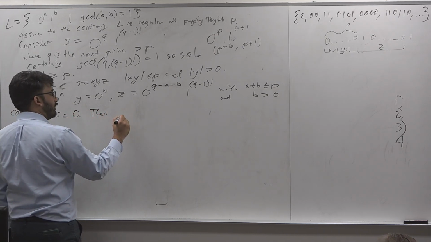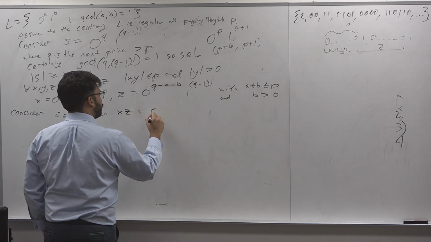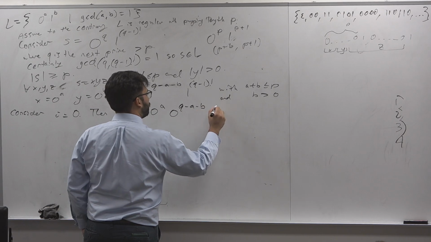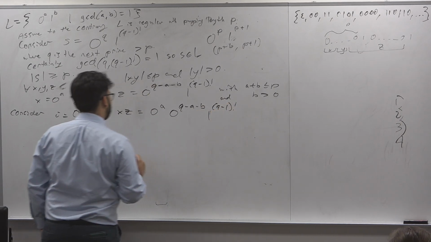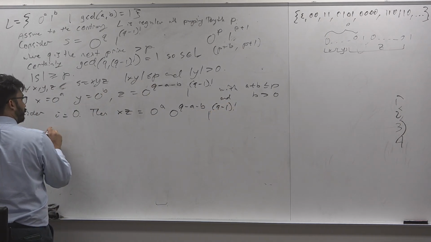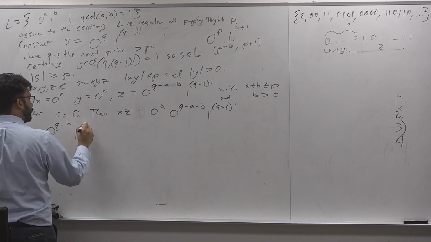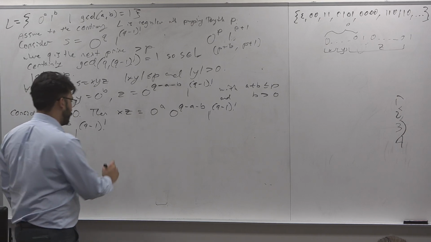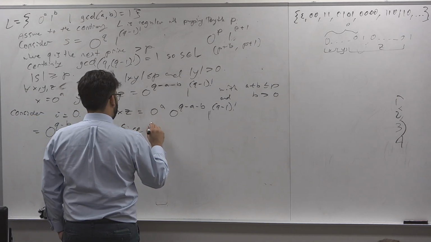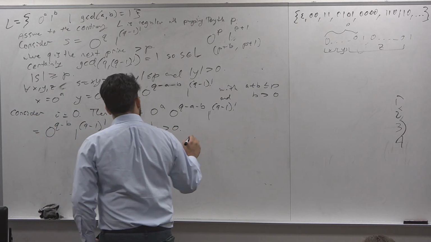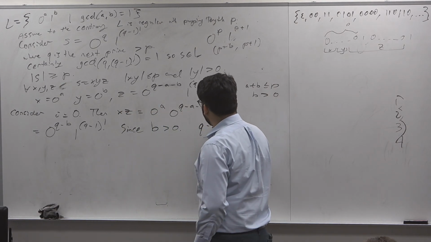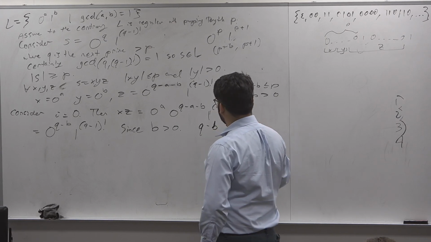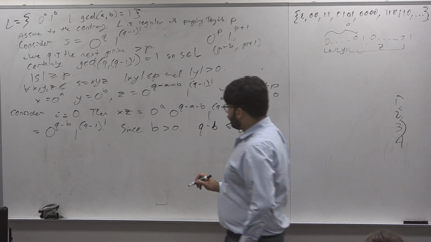Then xz is equal to 0 to the A, 0 to the Q minus A minus B, 1 to the (Q minus 1) factorial, which is equal to 0 to the Q minus B, 1 to the (Q minus 1) factorial. Now, is the string in L or not? Since B exceeds 0, we know that Q minus B is less than or equal to Q minus 1, right?